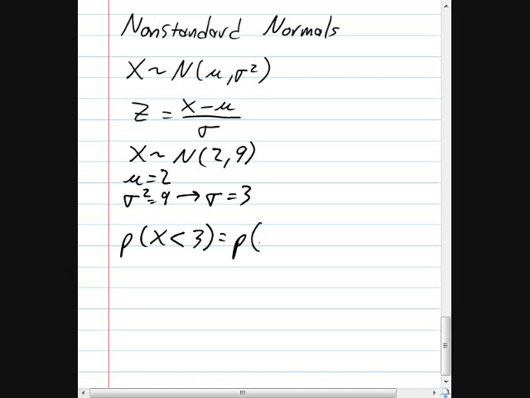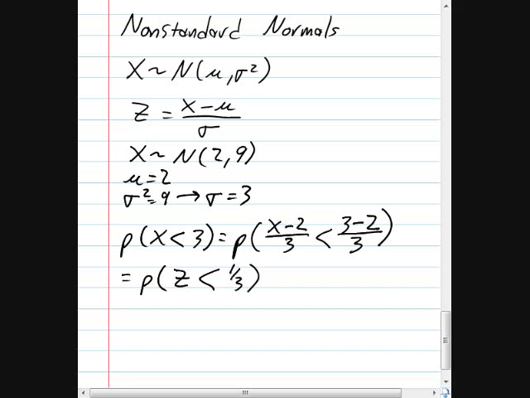Well, this is equal to the probability that I can take x minus the mean divided by the standard deviation and do it to both sides of the inequality, so 3 minus the mean divided by the standard deviation, which is equal to the probability that now that I've taken my normal random variable, subtracted off its mean, and divided by the standard deviation, it is now a standard normal, z, is less than 1/3. And this is precisely the type of problem that we just learned how to solve previously. Turns out this is approximately equal to 0.6293, in case you want to try that out on your own.